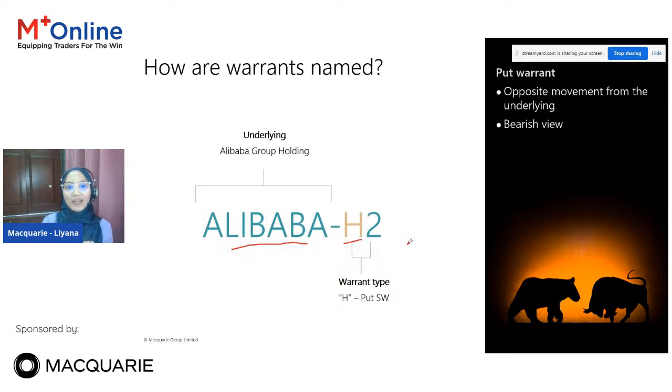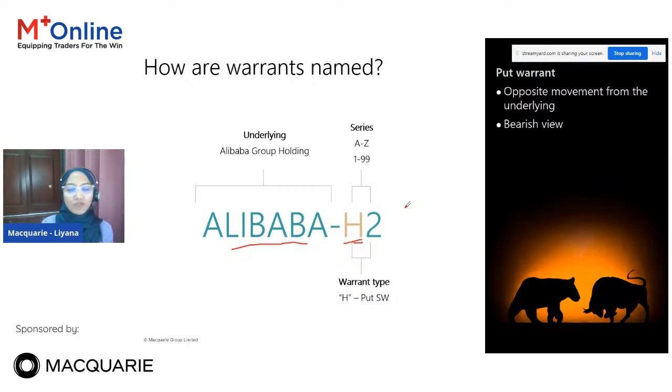Tapi dia bukan pakai P ya. Why? Because P itu dia dah taken by preference share lah. So memang kita tak dapat P. So kita ambil H saja. Okay. So after the H ni, so dia akan start dengan any series. Sama ada dia akan start dengan alphabet ataupun number. Sama juga macam call warrant. Dan nama-nama ni bukanlah Macquarie ataupun issuer yang menerbitkan saham warrant tersebut yang letak nama tu.